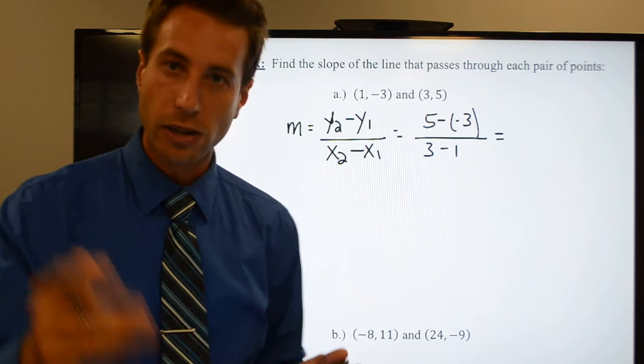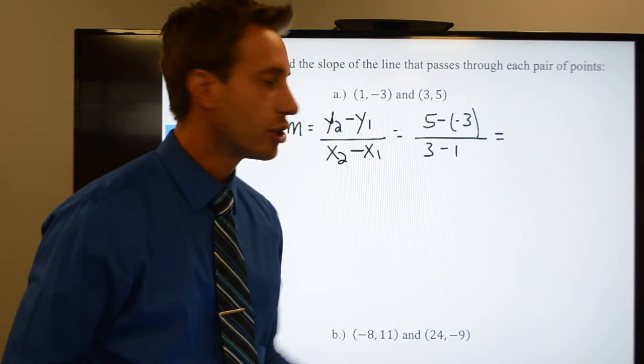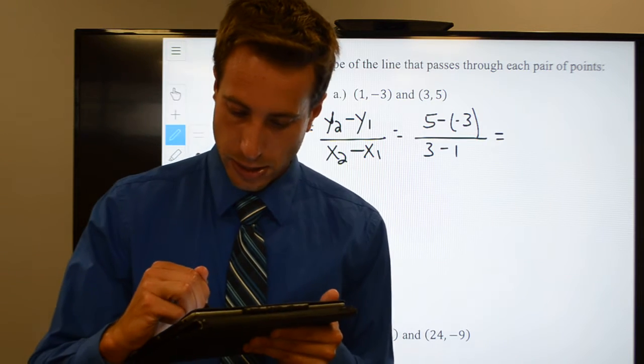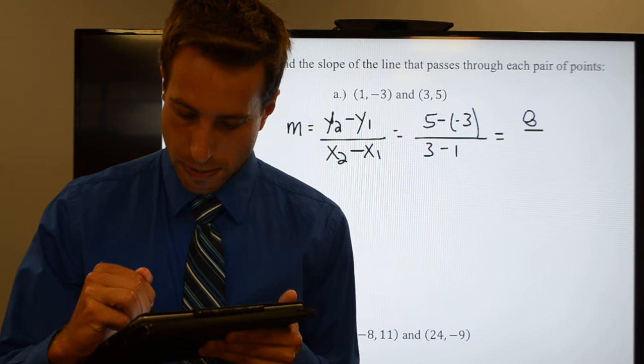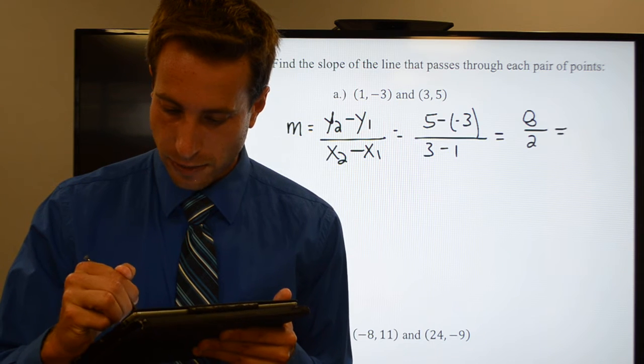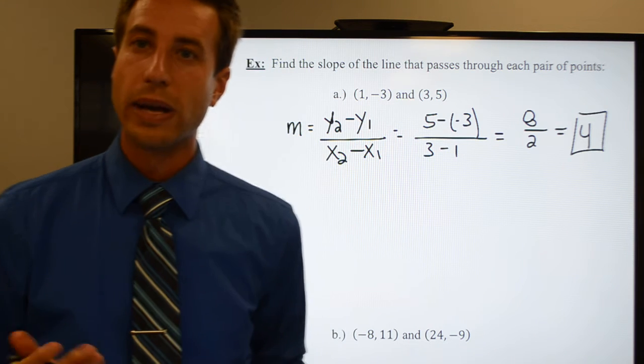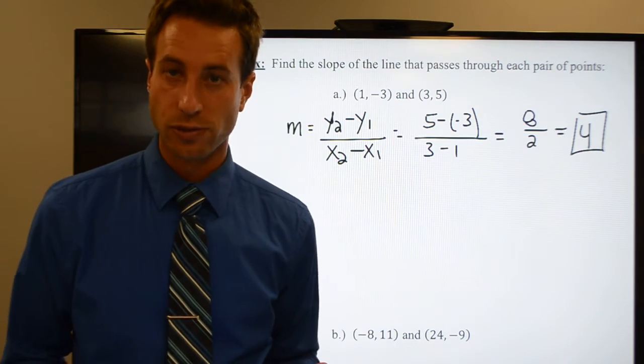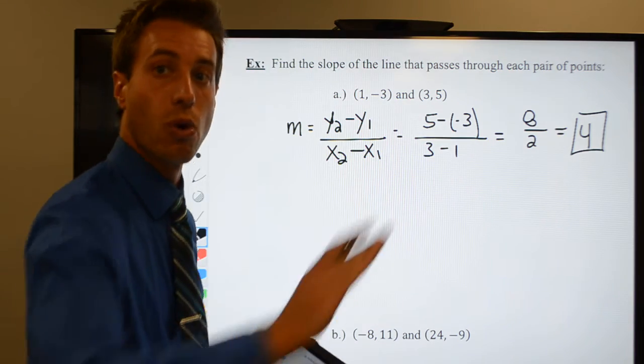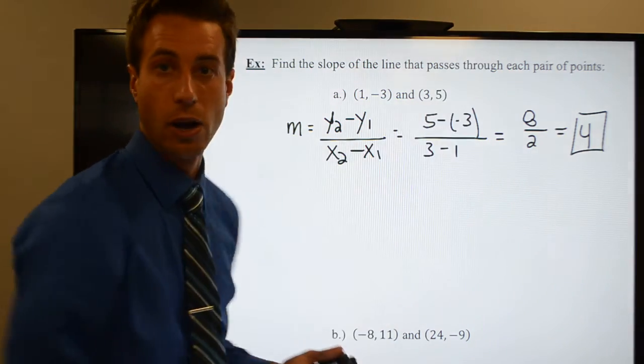Well, here we go. We've got our little phrase from middle school: add a line, change the sign. 5 plus 3 is going to be 8. 3 minus 1 is going to be 2. And 8 divided by 2 is 4. We have a slope of 4. Positive slope, which means that that line is going to be rising from left to right on the graph.